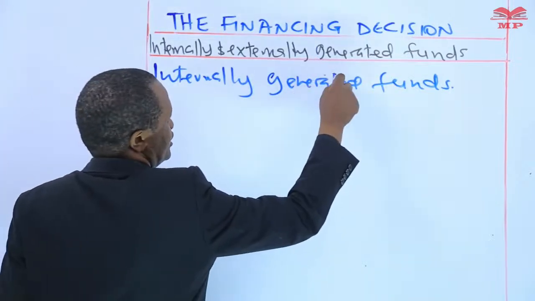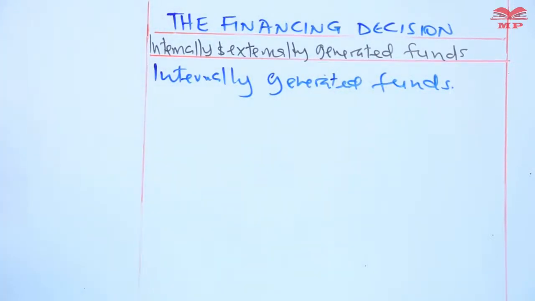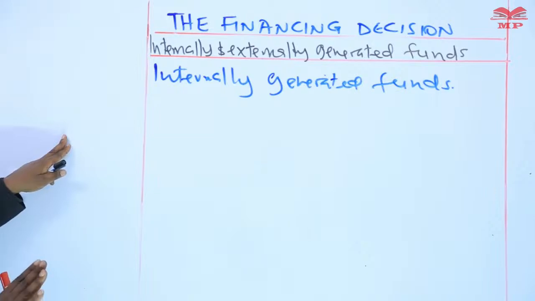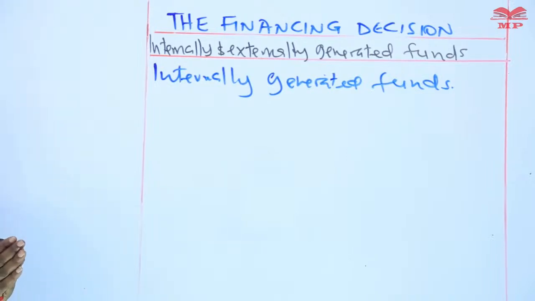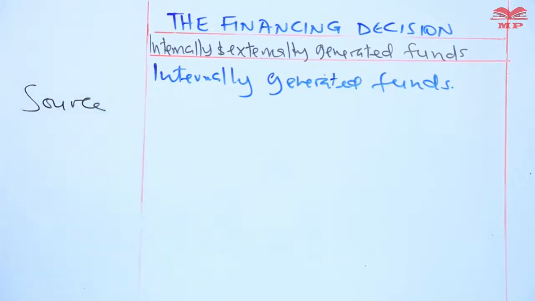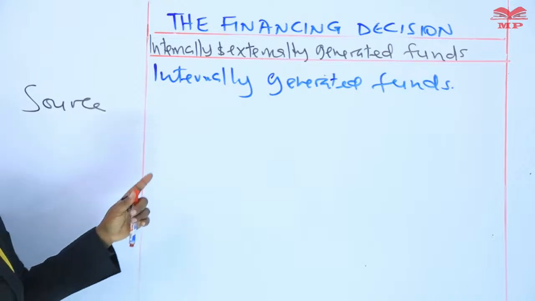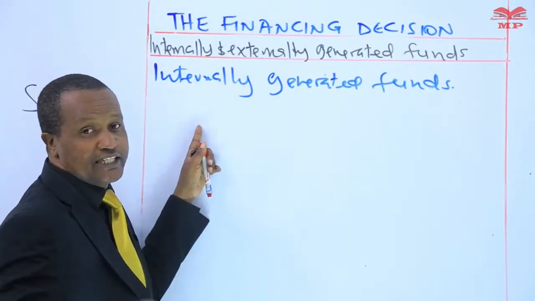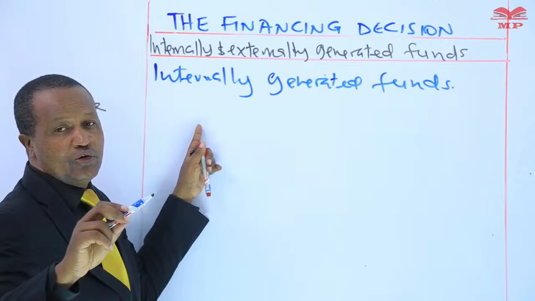We'll first of all look at the internally generated funds. Now, our distinction will be based on certain features or characteristics, like the source. What is the source, or origin, of internally generated funds?